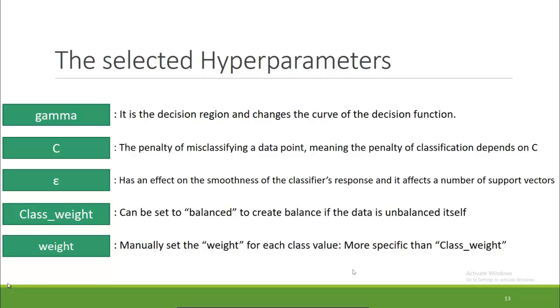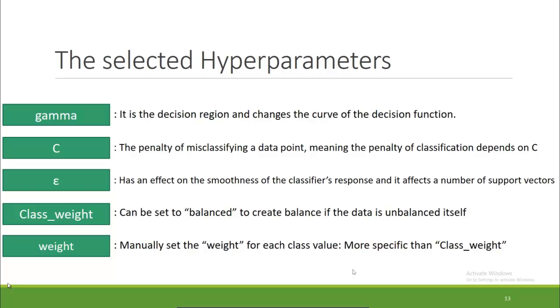Next we have C, which represents the penalty of misclassifying a data point. If it is small, the classifier is tolerant with misclassified data points. But when it is large, the classifier is heavily penalized for misclassified data. Then we have the tolerance margin, noted epsilon, which has an effect on the smoothness of the SVM's response, and it affects the number of support vectors.